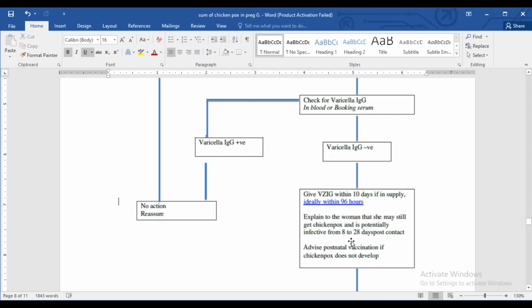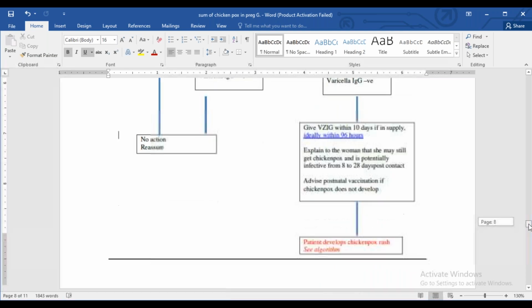This is a single best answer. You have to give her the advice that the immunoglobulin can attenuate but may not prevent, and she's still potentially infective from 8 to 28 days after the immunoglobulin. Okay, and you have to instruct your patient that she should receive her vaccination in the postnatal period to avoid such incidents happening once again.